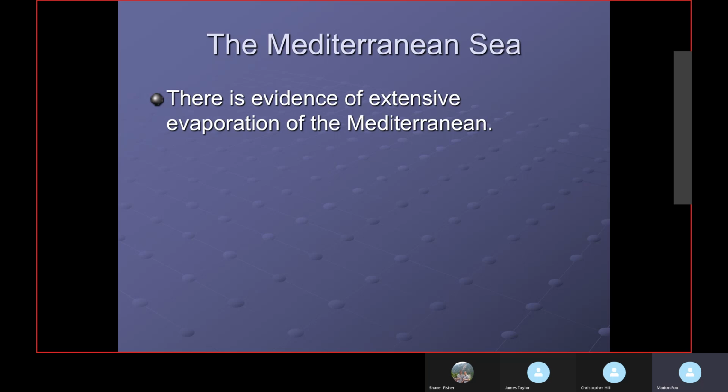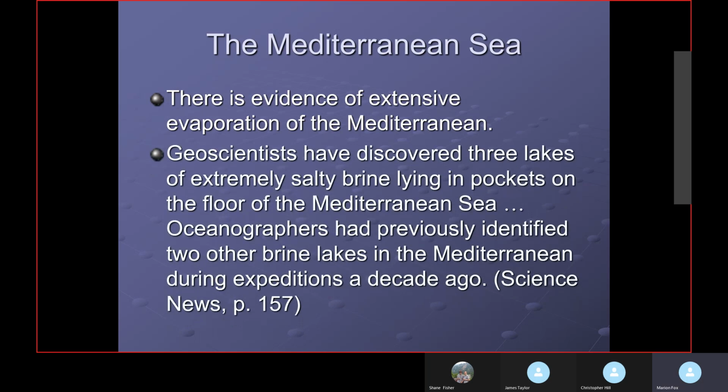There's evidence of extensive evaporation of the Mediterranean. The evaporation of salt water will make it, there'll be more salt, and those minerals that are there after it evaporates. Geoscientists have discovered 3 lakes of extremely salty brine lying in pockets on the floor of the Mediterranean Sea. So in the deepest areas, there's this real salty brine lying in pockets. And oceanographers have previously identified 2 other brine lakes in the Mediterranean during expeditions a decade ago. It's in Science News, page 157. And again, the actual site is in chapter 16 of volume 1, the first edition, rather, of my book.